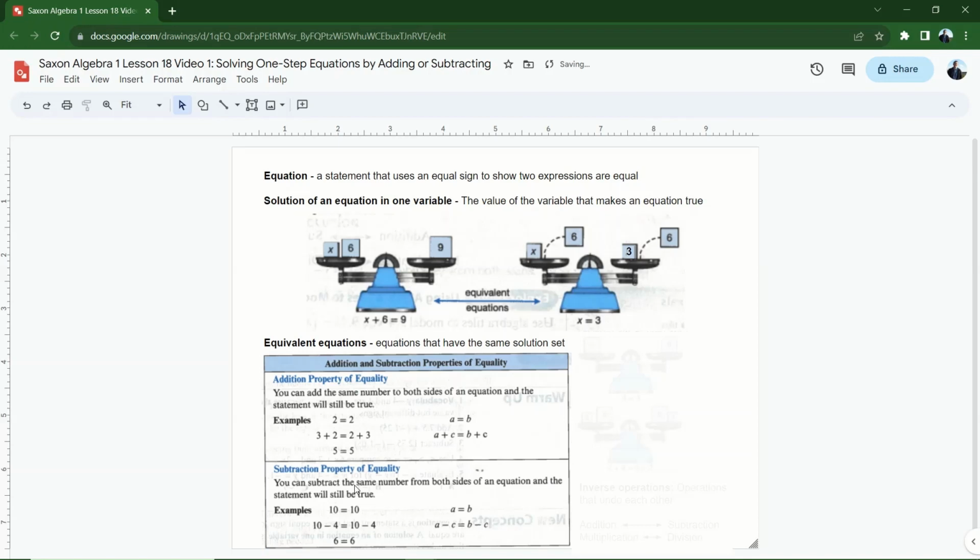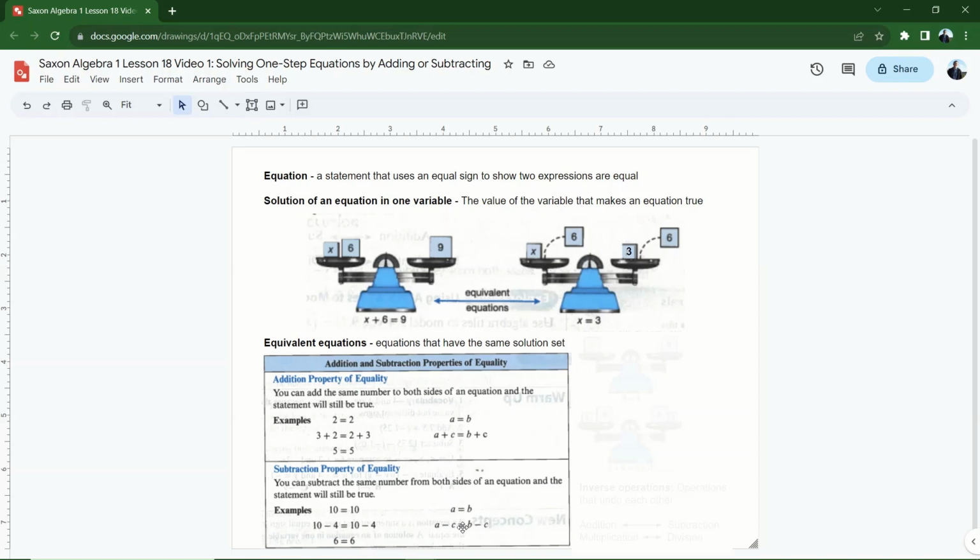The same is true of subtracting. Because addition is subtraction, right? Or subtraction, I should say it the other way. Subtraction is addition. If I subtract the same thing from both sides of an equation, I'm still going to have an equivalent equation. 10 equals 10. Subtract 4 from both sides, I get 6 equals 6. It's still true. Okay. If I just did it to one side, 10 minus 4 equals 10, then I get 6 equals 10. It's no longer true. But if I do it to both sides, I maintain the truth of my equation.